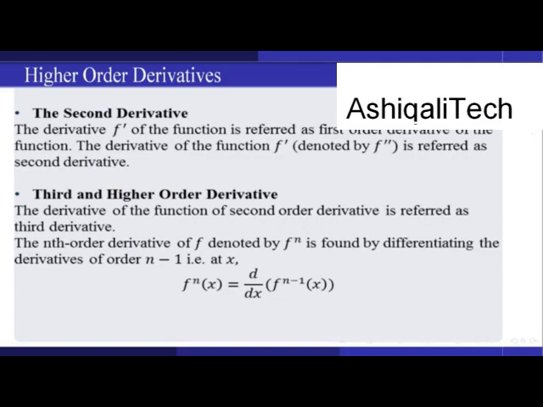Third and higher order derivatives. The derivative of a function of second order derivative is referred to as the third derivative. The nth order derivative of f, denoted by f superscript n, is found by differentiating the derivative of order n minus 1 at x. That is, f n of x is equal to d by dx of f n minus 1 of x.